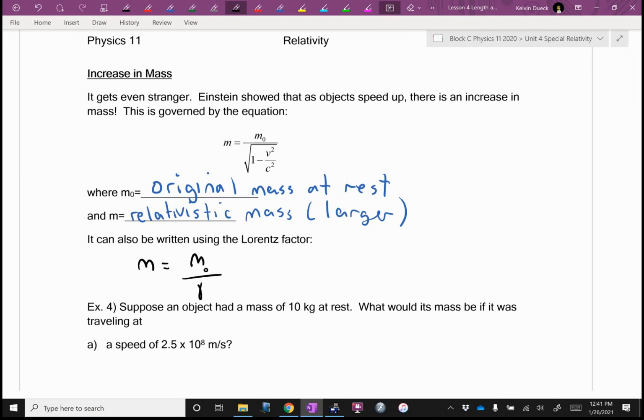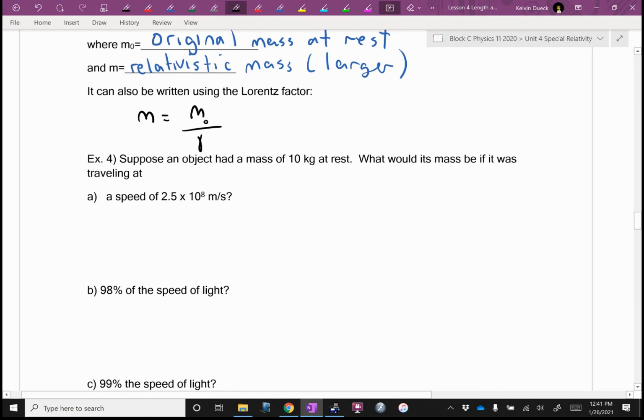We said that gamma symbol was like a little fish doing a headstand, but a really skinny fish. So, suppose an object had a mass of 10 kilograms at rest, a bowling ball. What would its mass be if it was traveling at 2.5 times 10 to the 8th meters per second? Which mass is this asking me to find, M or M0? That's the part you'll need to figure out. So read the question carefully and ask, is this asking me to find M0, the original mass at rest, or M, the relativistic mass?